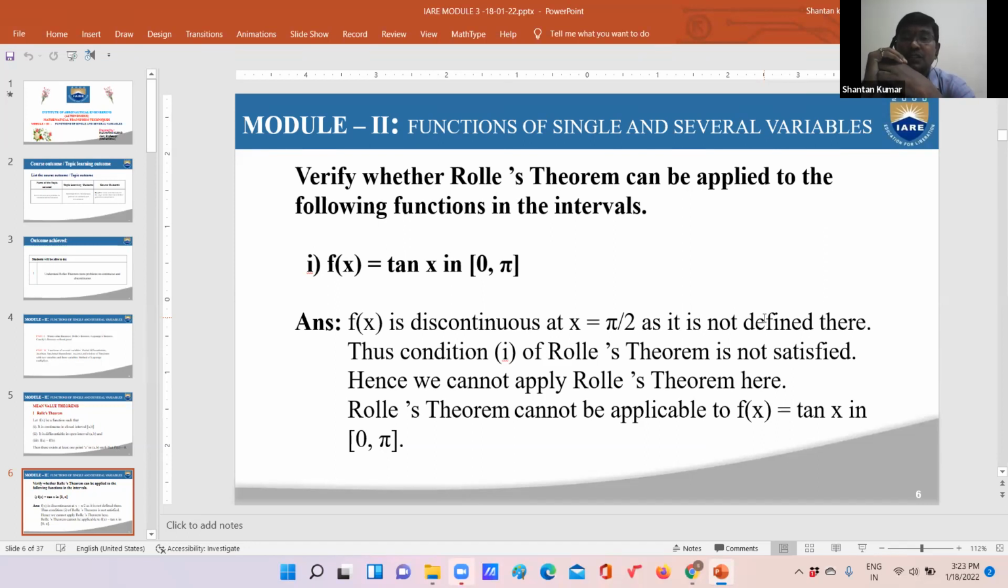Tan 0 is 0, tan pi is also 0. Tan 0 is a finite value, and tan pi is also 0, which is also a finite value. But when you observe inside the interval, take any value, for example tan pi by 2. What is tan pi by 2? Infinity. So at the point x equal to pi by 2, the value of tan pi by 2 is infinity. That means it is not a continuous function.